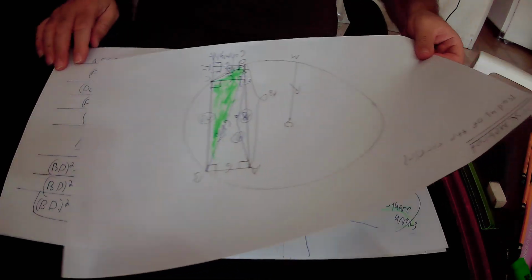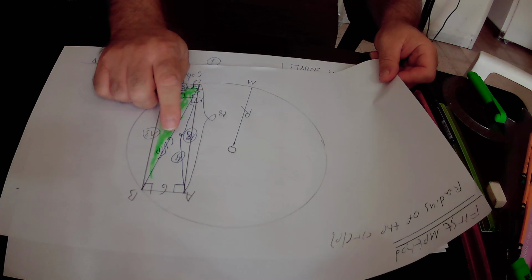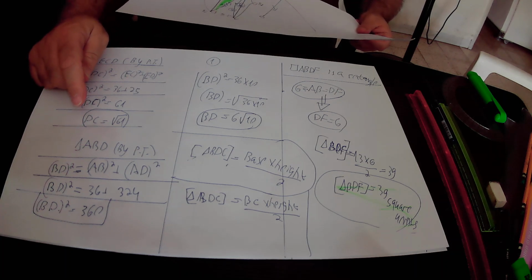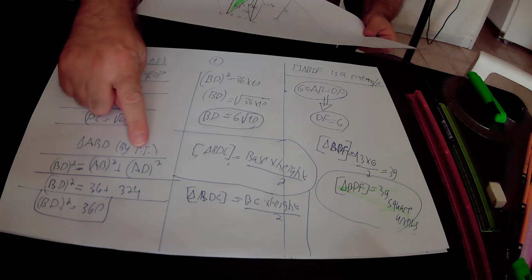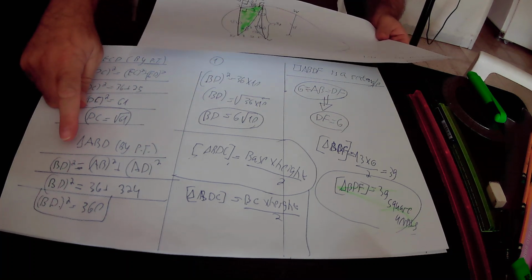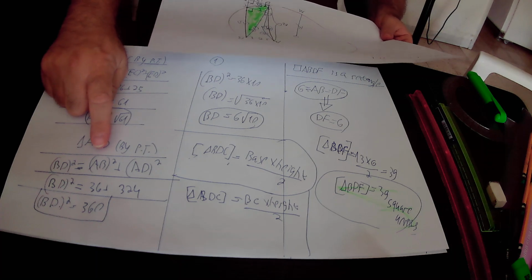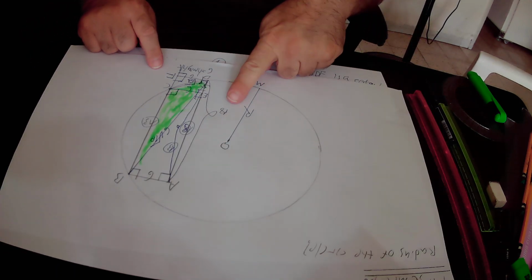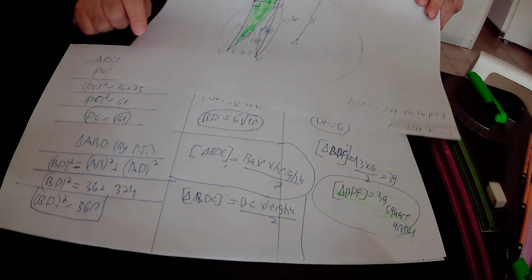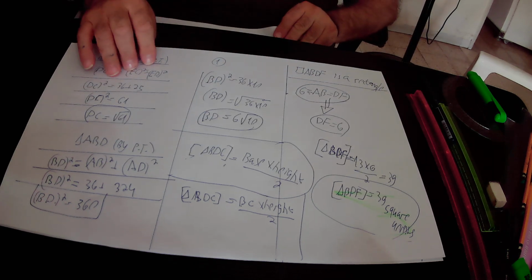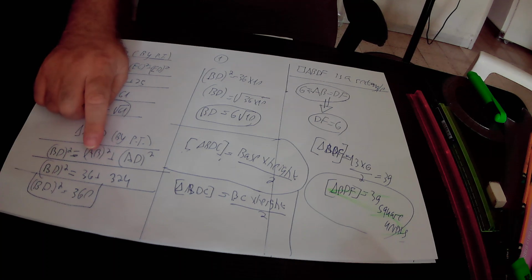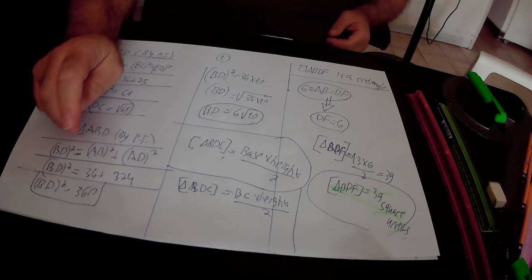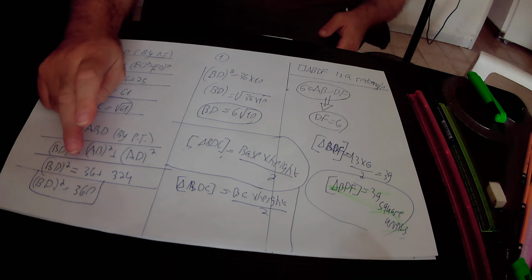According to the Pythagoras theorem, the square of the hypotenuse equals the sum of the squares of the perpendiculars. The hypotenuse is BD, therefore the square of the hypotenuse is BD square, and it must be equal to AB square plus AD square. AB equals 6, therefore AB square equals 36, plus AD square. AD equals 18 units, therefore AD square equals 18 squared, that is 324. In conclusion, BD square equals 36 plus 324, which is 360. So the square of the hypotenuse BD equals 360.